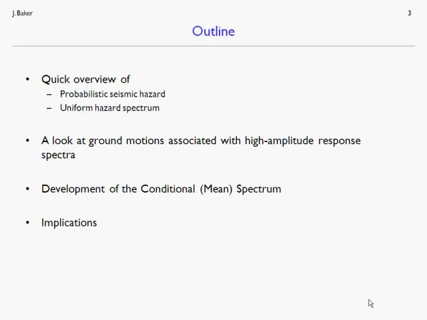The outline of the presentation is as follows. First, we'll discuss briefly probabilistic seismic hazard analysis and the uniform hazard spectrum. Those are both important background concepts for understanding the conditional mean spectrum. Once we have that as background, we'll take a brief look at the properties of ground motions associated with high amplitude response spectra. Using that idea, that'll motivate the development of the conditional mean spectrum, or the conditional spectrum, a slight alteration on the conditional mean spectrum. Once we have that developed, we'll look a little bit at the implications in terms of ground motion selection and structural analysis, and then I'll conclude with a few resources that you might find useful if you're interested in pursuing the use of this concept.